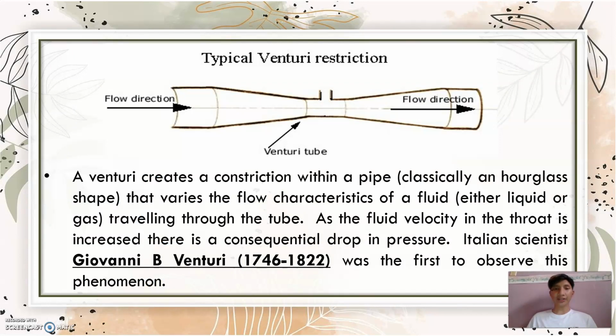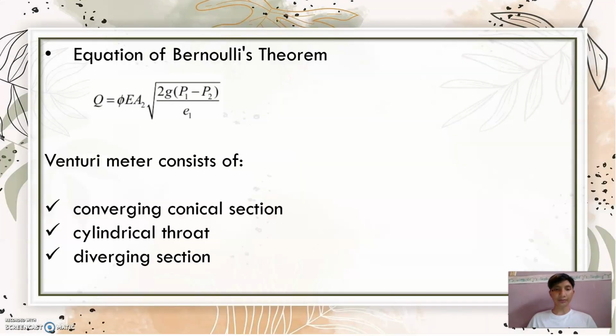Typical Venturi restriction. There are flow direction, Venturi tube, and flow direction. A Venturi creates a constriction within a pipe, classically an hourglass shape, that varies the flow characteristics of a fluid, either liquid or gas, traveling through the tube. As the fluid velocity in the throat is increased, there is a consequential drop in pressure. Italian scientist Giovanni B. Venturi, 1746–1822, was the first to observe this phenomenon.